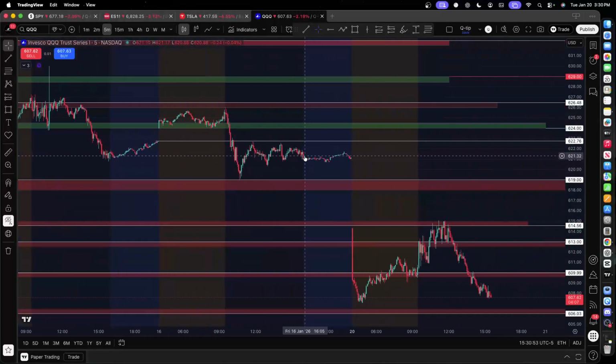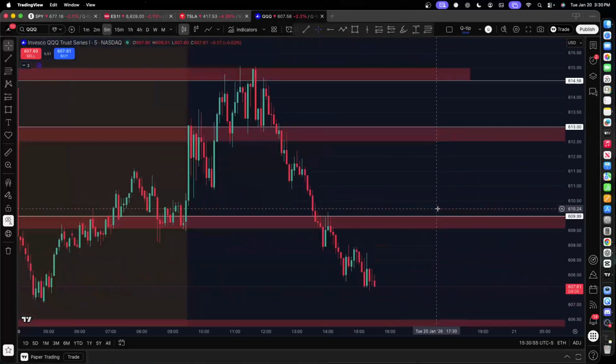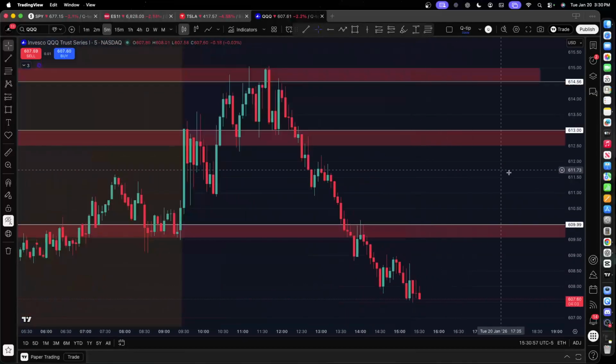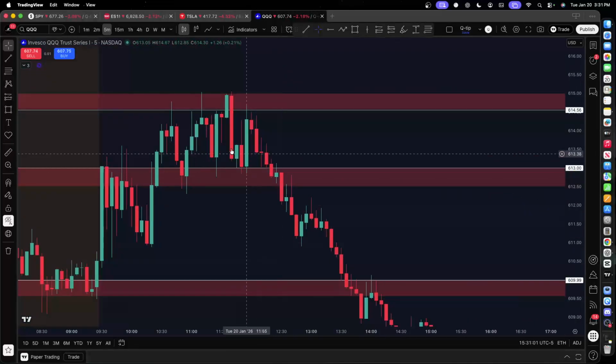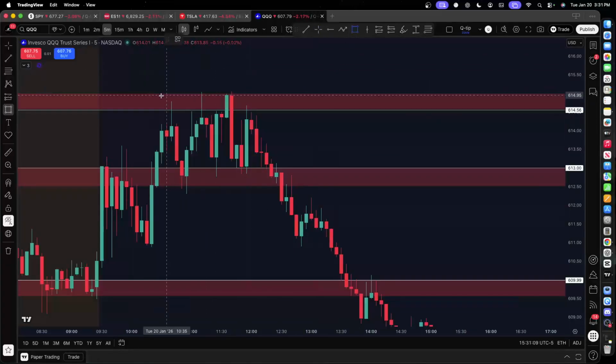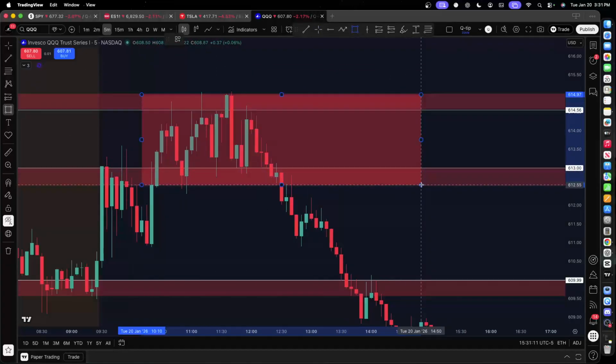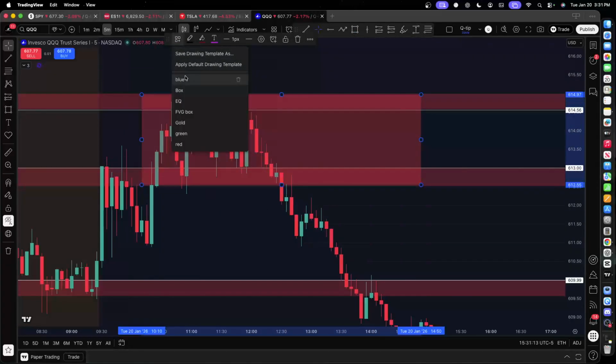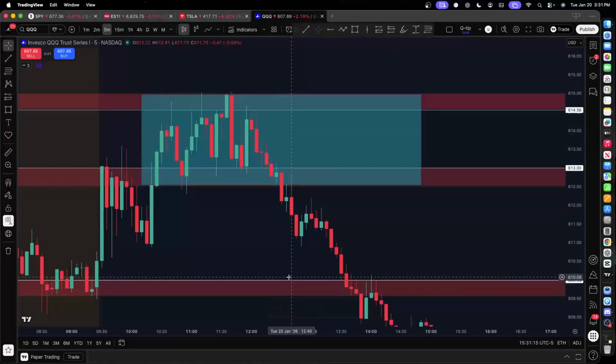So if it's like, we're chopping right here, okay? If we can see that it's a push and pull day, aka this morning, I either want to be long above 615 or short under 612.5. This entire range that is now in blue, I want nothing to do with.